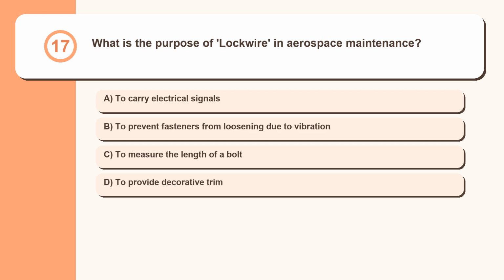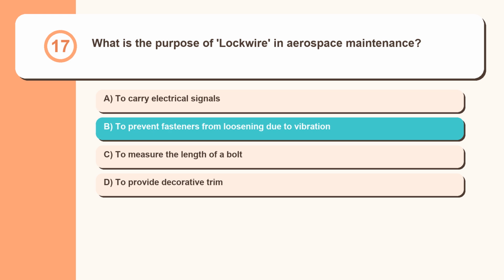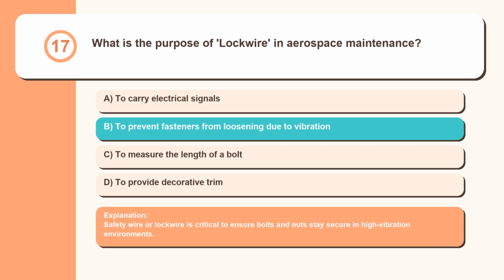Question 17. What is the purpose of lock wire in aerospace maintenance? To carry electrical signals, to prevent fasteners from loosening due to vibration, to measure the length of a bolt, to provide decorative trim. Safety wire or lock wire is critical to ensure bolts and nuts stay secure in high vibration environments.